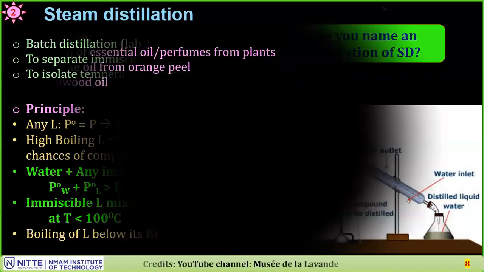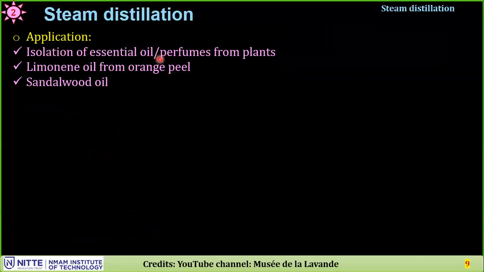Application: you can isolate any essential oil or perfume from a plant using this method. Component A is your perfume, component B is your plant extract. Another example is limonene oil. Most of the essential oils are extracted like this, for example sandalwood oil. You just name any essential oil, it works with this particular concept.